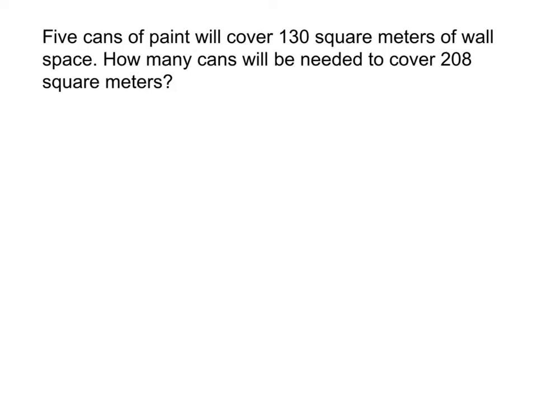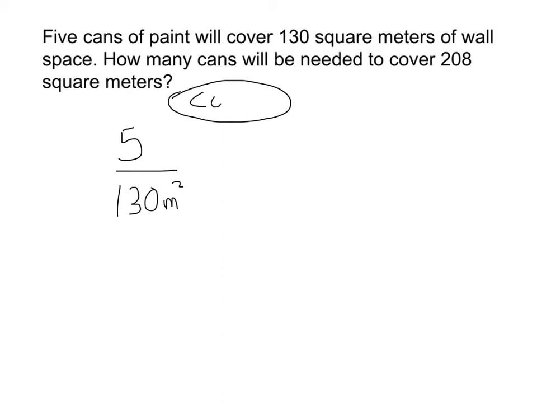This video is designed to cover how to write proportions with labels for various problems. We'll start with this first one of 5 gallons of paint covering 130 square meters of wall space. This establishes a rate, which means that we have 5 cans over 130 meters squared, and I would prefer that your labels say cans up here or paint, and down below it says wall space.